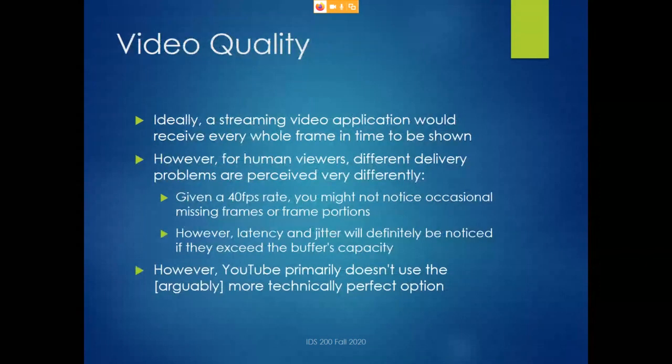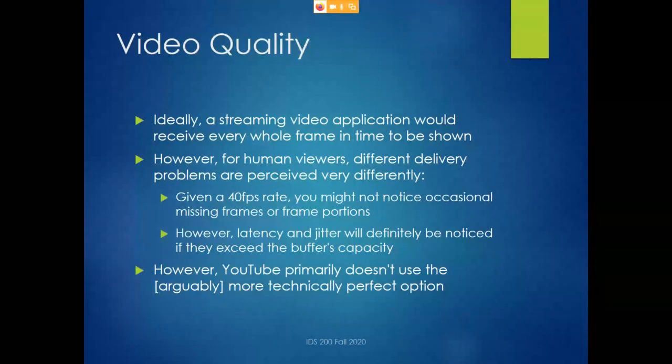Okay. Now, video quality, right? So ideally, a streaming video application would receive every frame in time to be shown. Ideally, the quality of service is good enough so that as soon as the time for one frame is done, the next frame is available and ready to be seen.